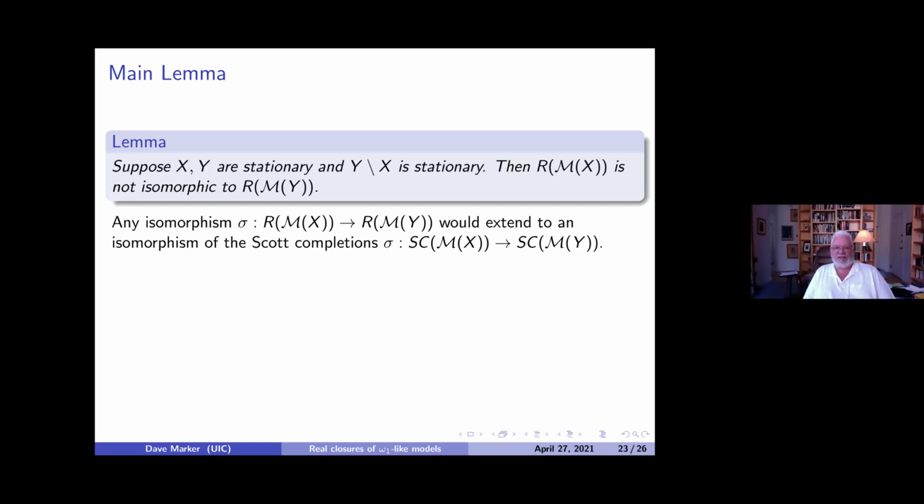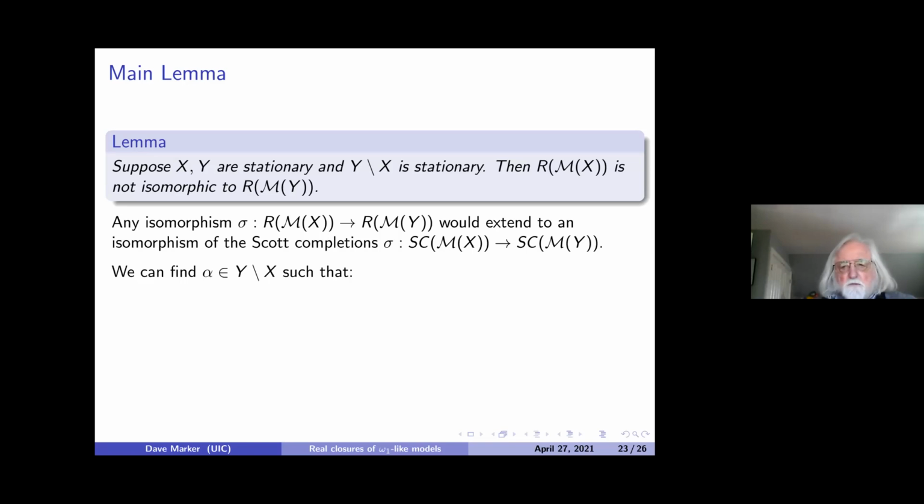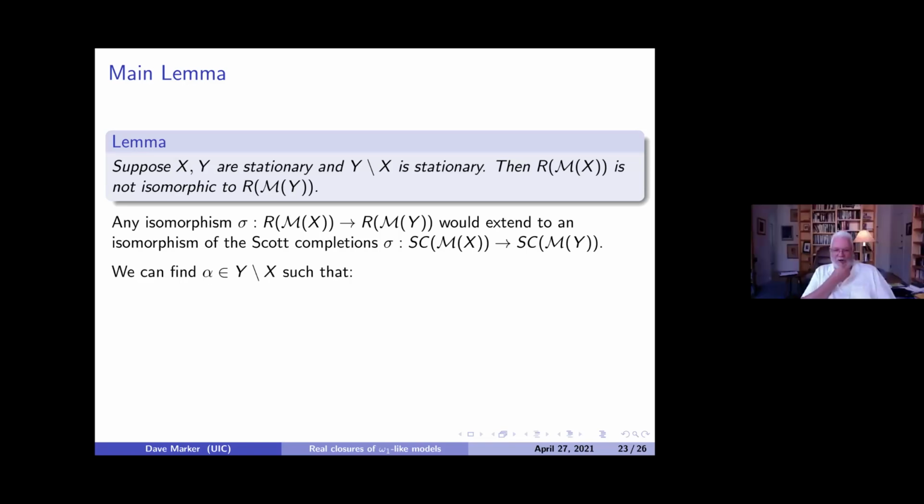Then that's going to extend to be an isomorphism of the Scott completions. So let's just say I have an isomorphism of the Scott completions of the two models that restricts to being an isomorphism of the real closures. And now basically what I do is I write down 6 interesting club sets, and I can find an alpha that's in Y that's not in X, and it's in all of these clubs.